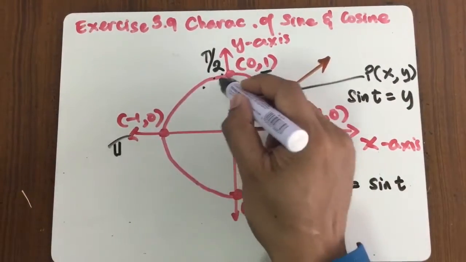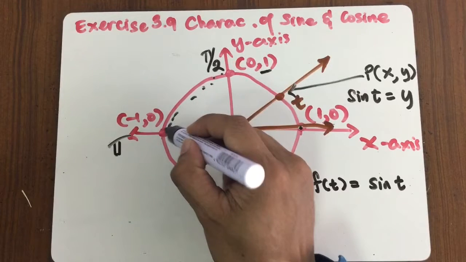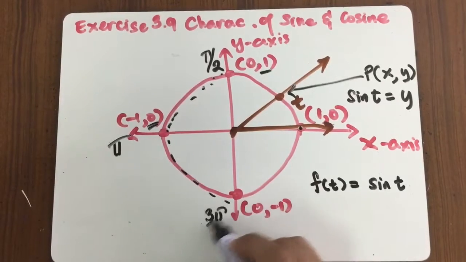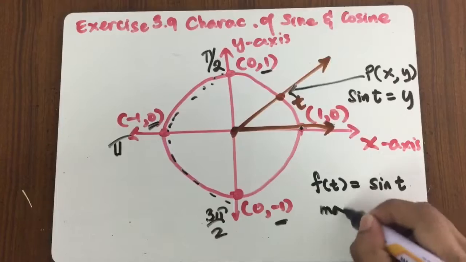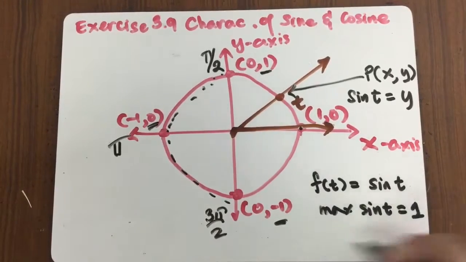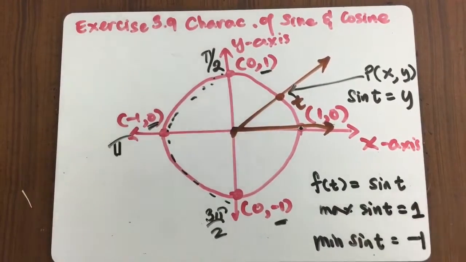It's 1. Pag naman pi, negative 1, 0, sine of pi is 0. Kapag naman 3 pi over 2, sine of 3 pi over 2 is yung y-coordinate ng ating point of intersection, it's negative 1. So if you were to look at this, ang maximum value ng sine of t natin is 1. Ang minimum value is negative 1.